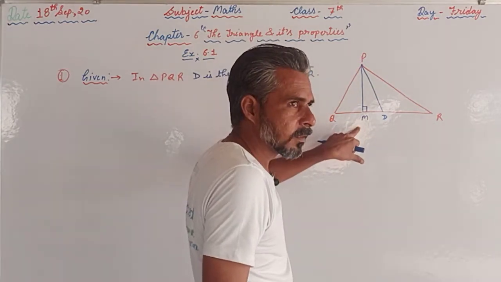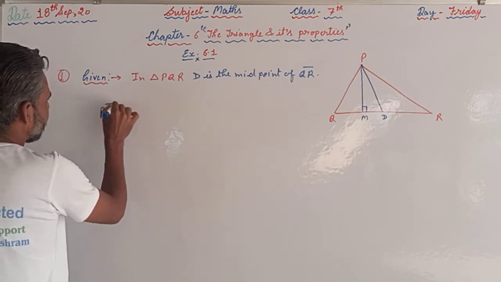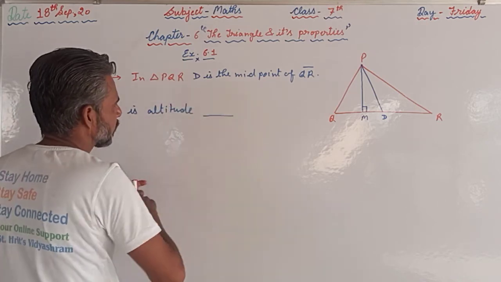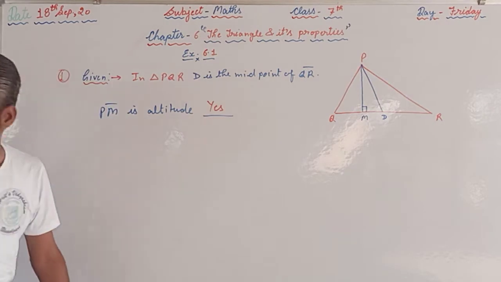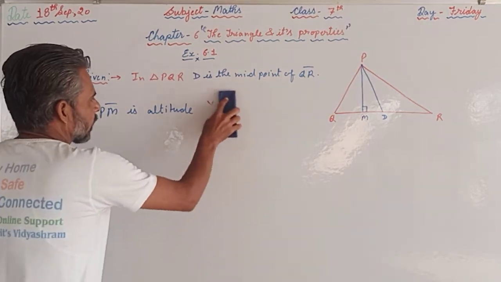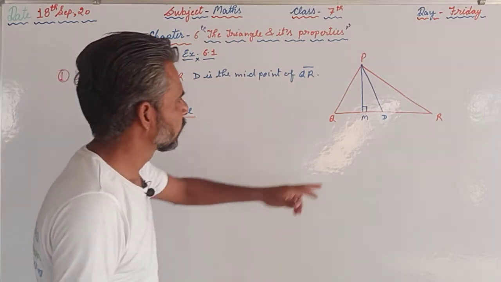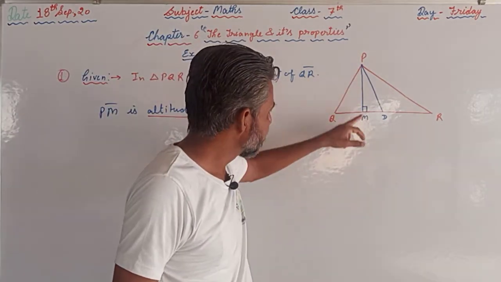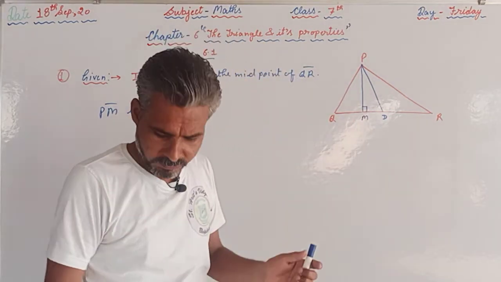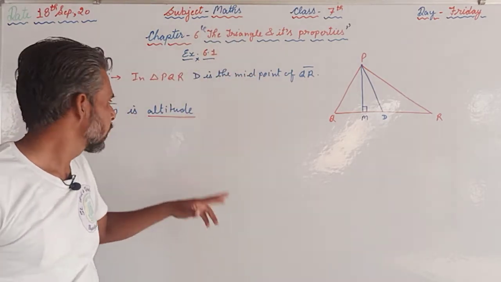PM is altitude. So we are supposed to say PM is altitude. Why? PM is making or subtending 90-degree angle with QR, and yesterday we discussed in the video the perpendicular drawn from the vertex to the opposite side of a triangle is called altitude.